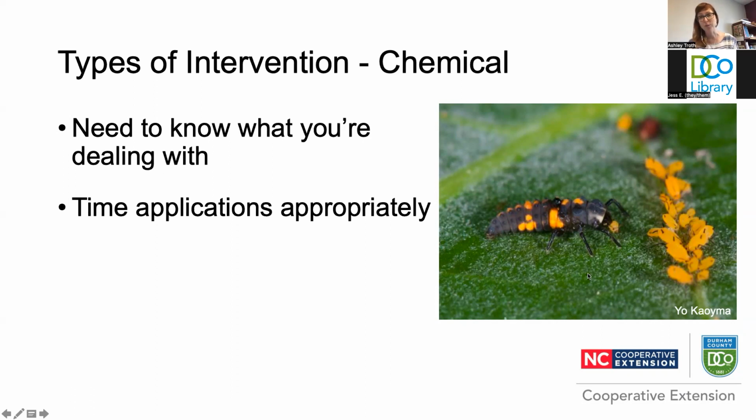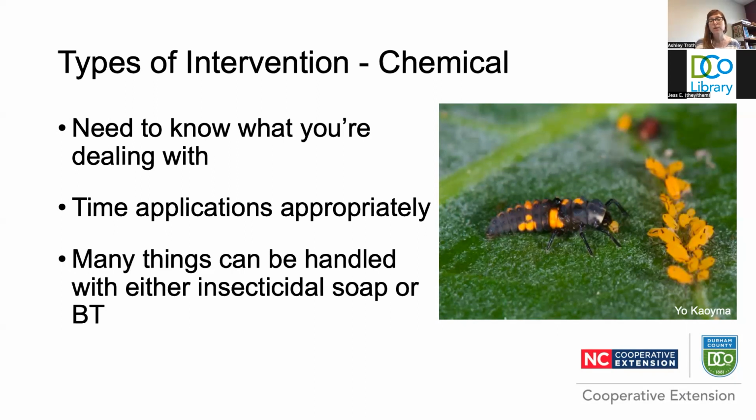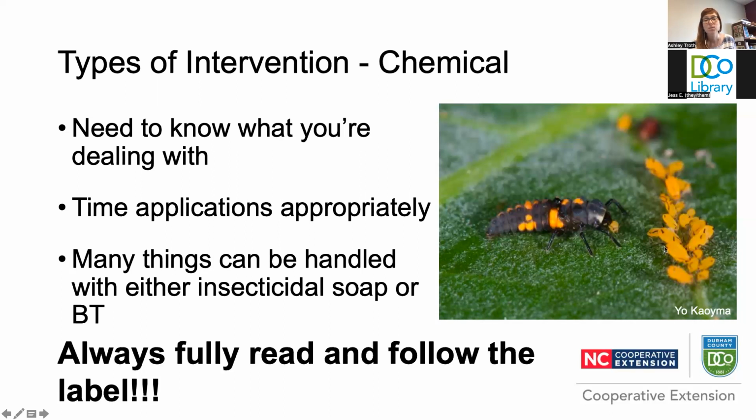Time your applications appropriately. Again, this is all stuff that we can help you with through the extension office. We can provide good resources. We can talk you through how to do this. Many things can be handled either with insecticidal soap or with BT, right? What we just talked about, Bacillus thuringiensis. This will take out caterpillars. This will take out most of your other soft-bodied insects. Insecticidal soap would kill those aphids. But most importantly, always, always, always fully read and follow the label. Most important thing, make sure that what you're trying to kill, you know what it is and it's on the label.